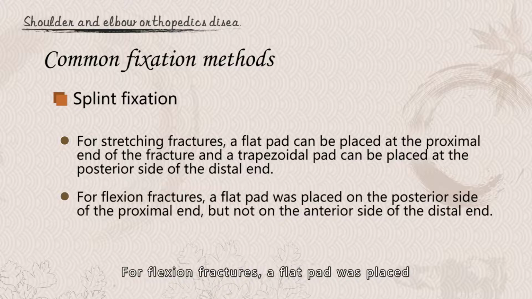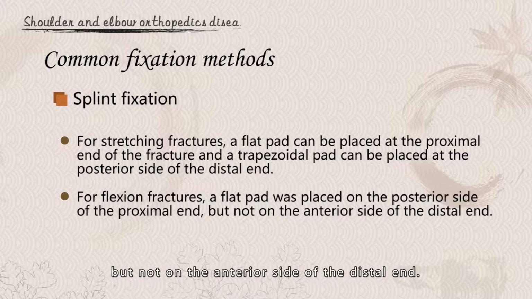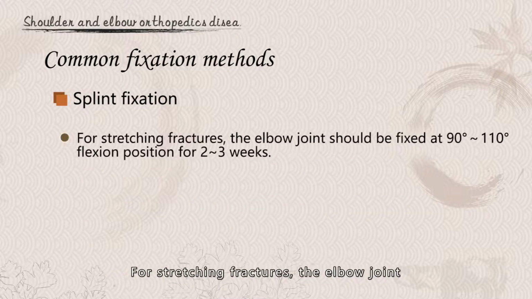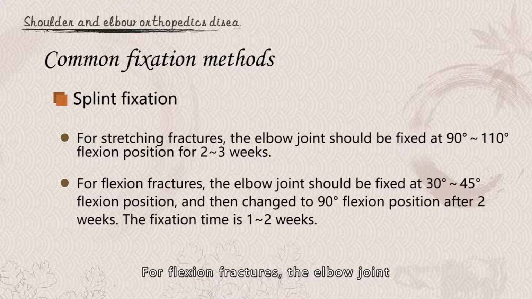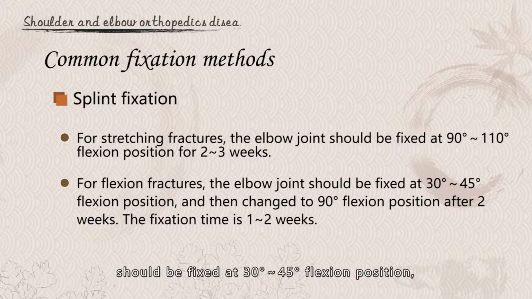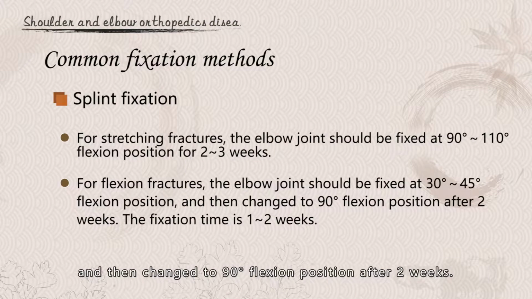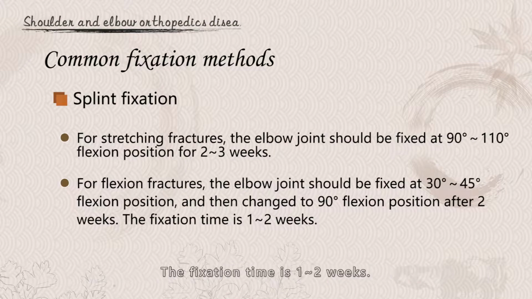For flexion fractures, a flat pad is placed on the posterior side of the proximal end, but not on the anterior side of the distal end. For extension fractures, the elbow joint should be fixed at 90 to 110 degree flexion position for 2 or 3 weeks. For flexion fractures, the elbow joint should be fixed at 30 to 45 degree flexion position, and then changed to 90 degree flexion position after 2 weeks. The fixation time is 1 or 2 weeks.